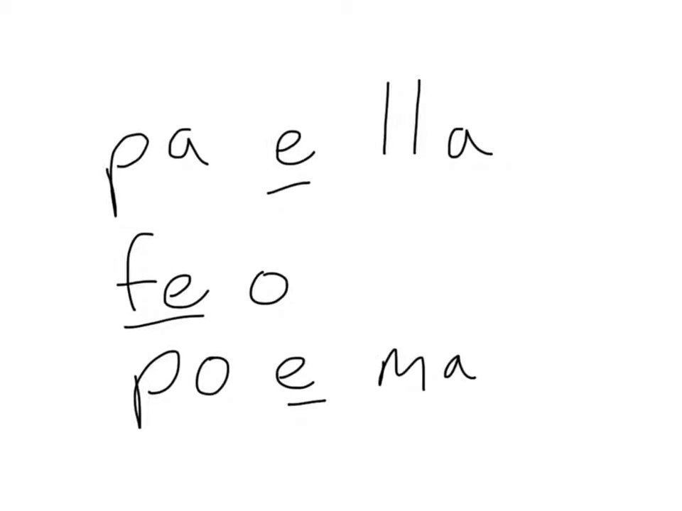And finally, any combination of A, E, or O is pronounced as two syllables. You don't need an accent mark. For example, paella, feo, poema, caos, leer. And so you need to make sure you emphasize those different syllables there. And if you try all those, then it'll definitely help your pronunciation.